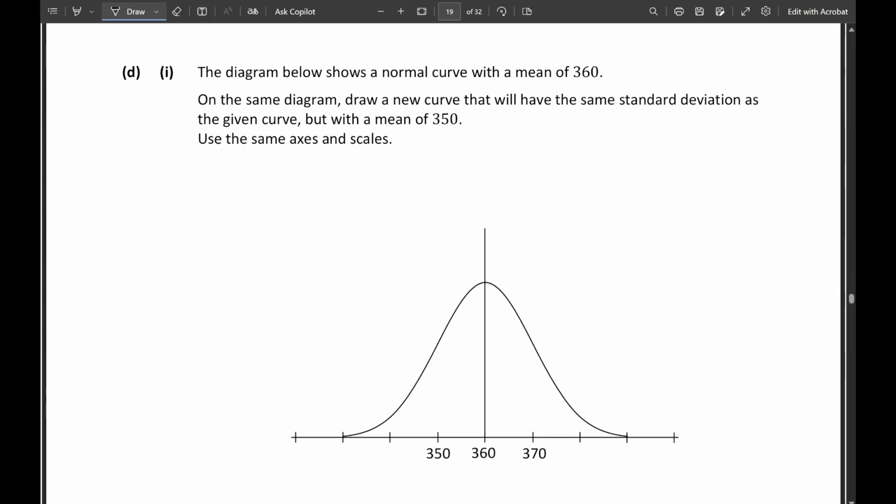There's a normal curve below with a mean of 360. On the same diagram, draw a new curve that has the same standard deviation as the given curve, but a mean of 350. So it's really just shoving this graph across.